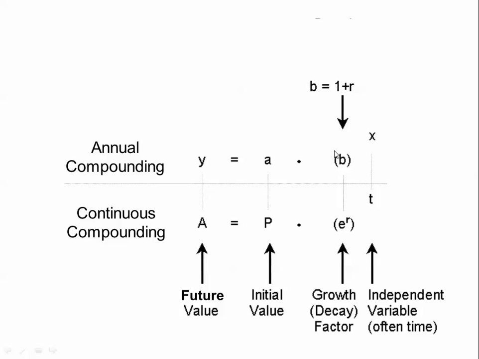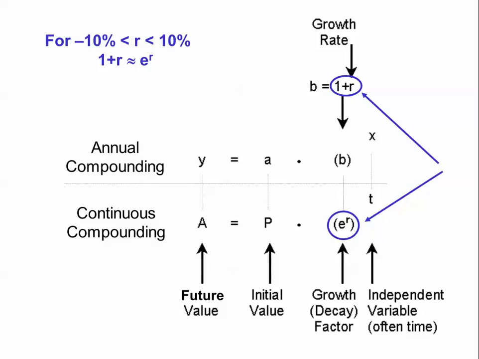Now b is 1 plus r, so b is the growth factor and r is the growth rate. This r and this r represent the same thing. When r is between negative 10% and 10%, 1 plus r is approximately equal to e to the r. This is just a rule of thumb.